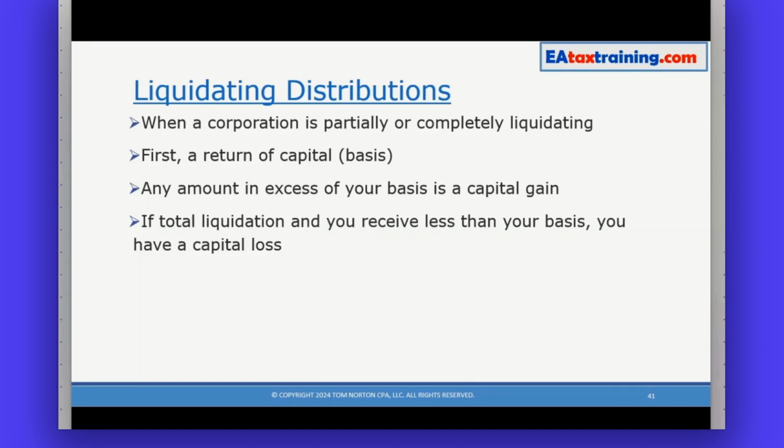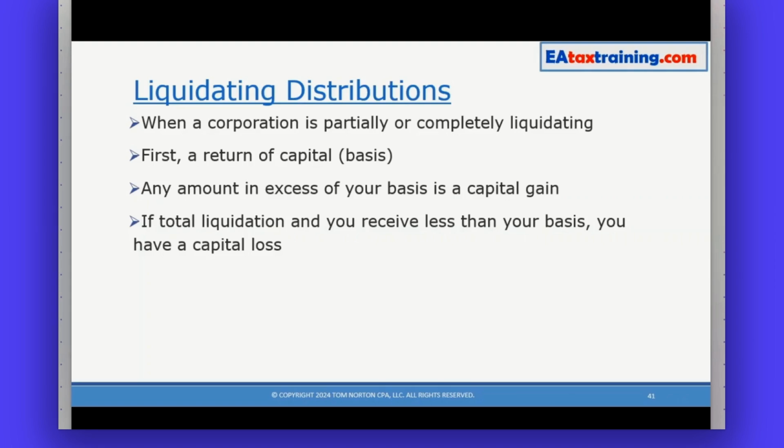So if you paid $1,000 for some stock in a company, and now that company goes out of business and they liquidate, maybe they do a liquidating distribution to you of $1,500. Well, the first $1,000 of that, you're just getting your money back. So there's no gain on that. You don't have to pay tax on that first $1,000. But any excess, in our example the excess $500, that is a capital gain.